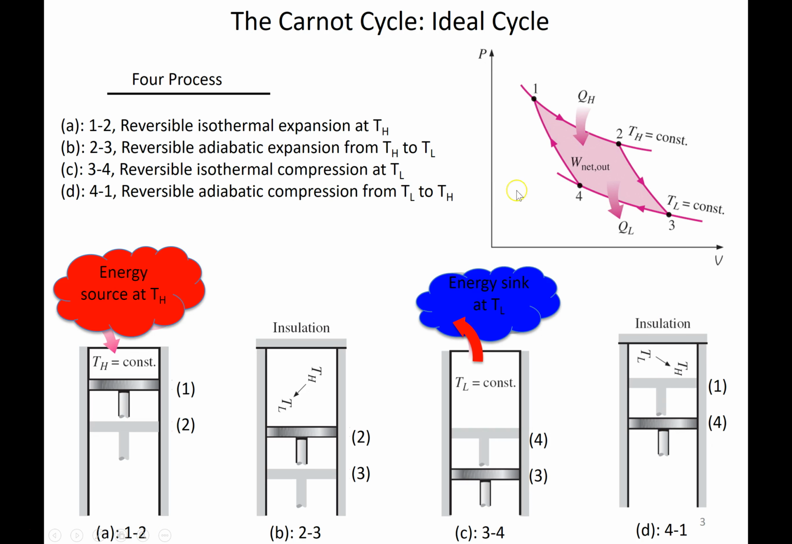So this is the ideal heat engine, the ideal Carnot cycle. It is all reversible, meaning that when the piston moves up and down, we're assuming no friction, no losses. Again, 1 to 2, 2 to 3, 3 to 4, 4 to 1.